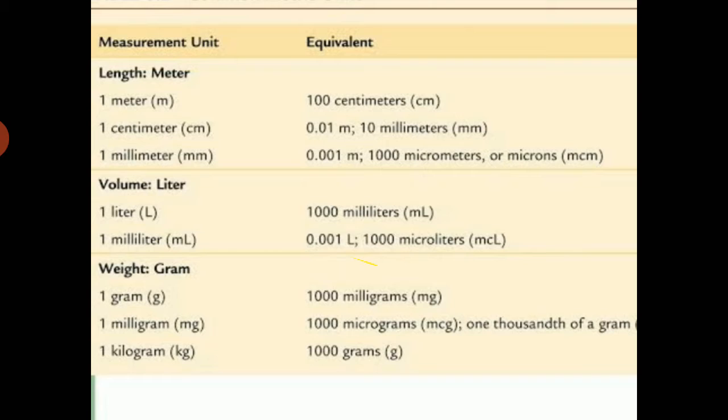1 liter is equivalent to 1000 milliliters, denoted by ml, and 1 milliliter is equivalent to 0.001 liters, that is 1000 microliters, mcl. And if we discuss weight, that is measured in grams. 1 gram is equivalent to 1000 milligrams, that is mg, and 1 milligram is equivalent to 1000 micrograms, that is one thousandth of a gram, mcg, and 1 kilogram, 1 kg, is equivalent to 1000 grams, that is g.